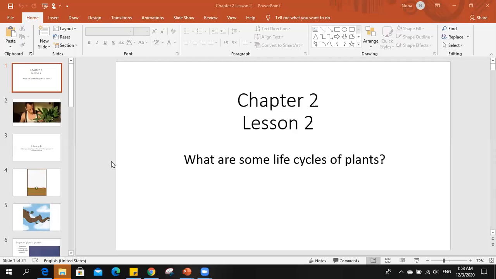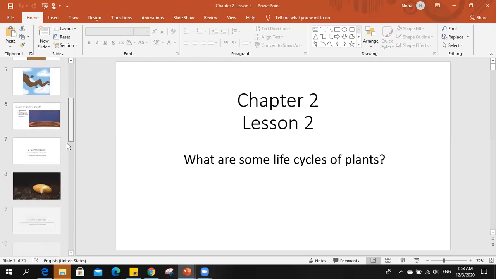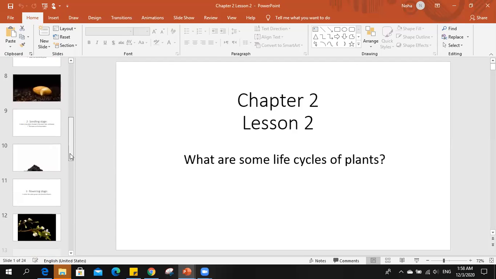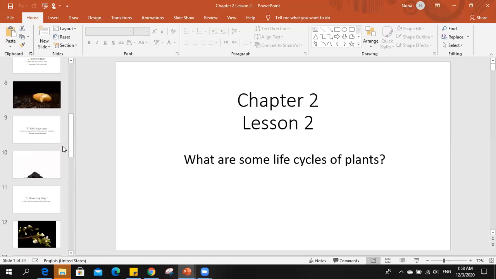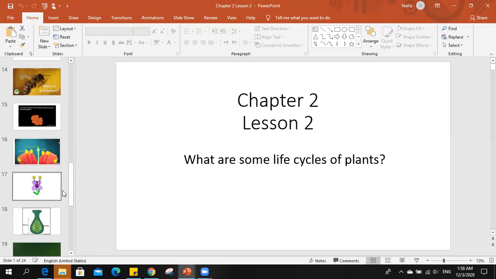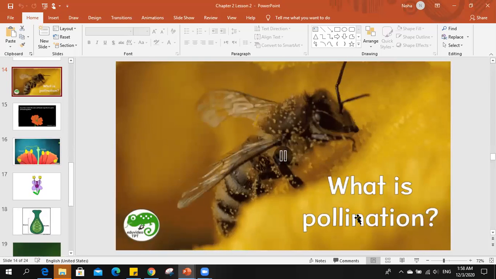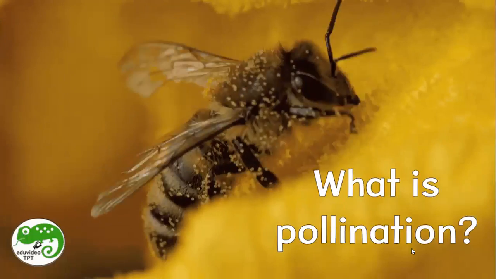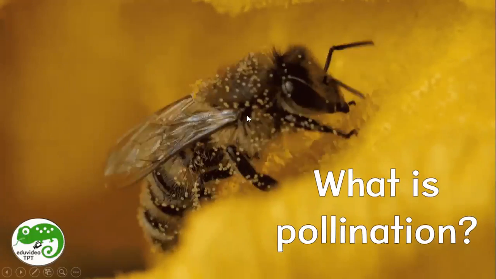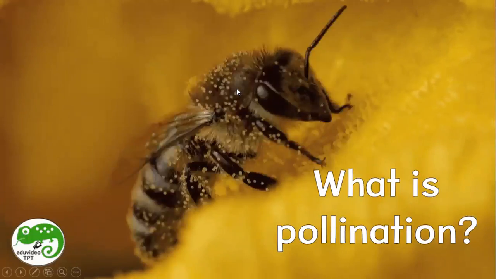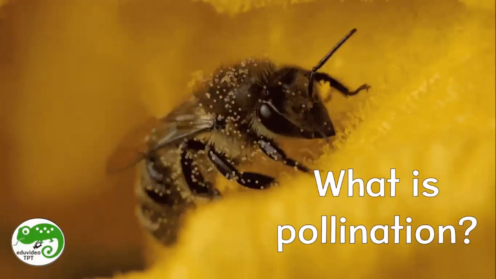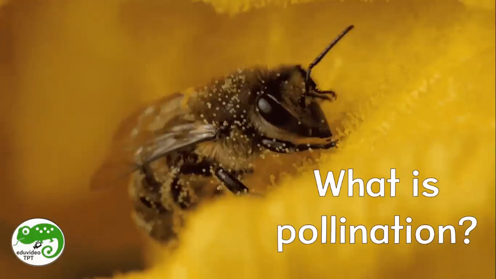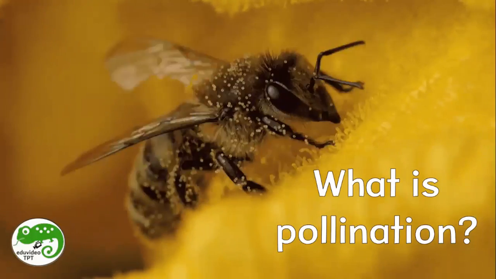If we look at this picture, we will notice the difference between cross-pollination and self-pollination. Let me get to the slide. So here it is. Can you see these small structures? They are not really microscopic. We can see them with our own eyes, but can you see how small they are on the bee's body?